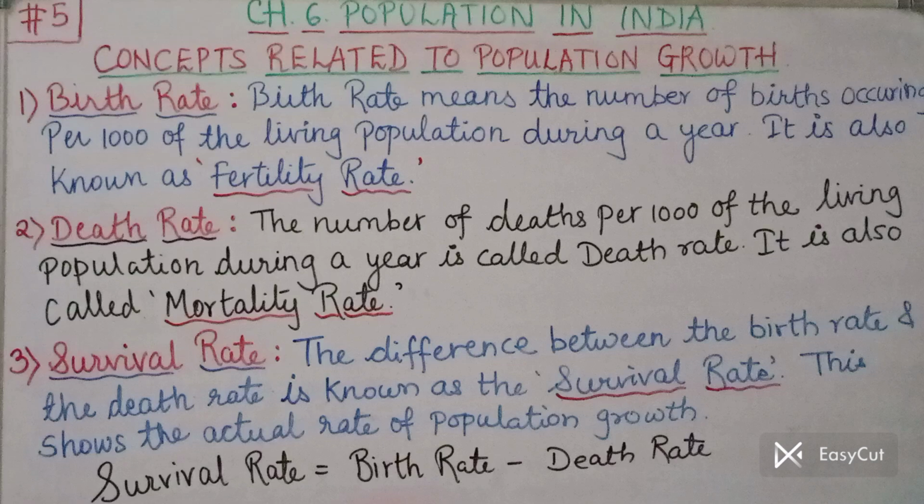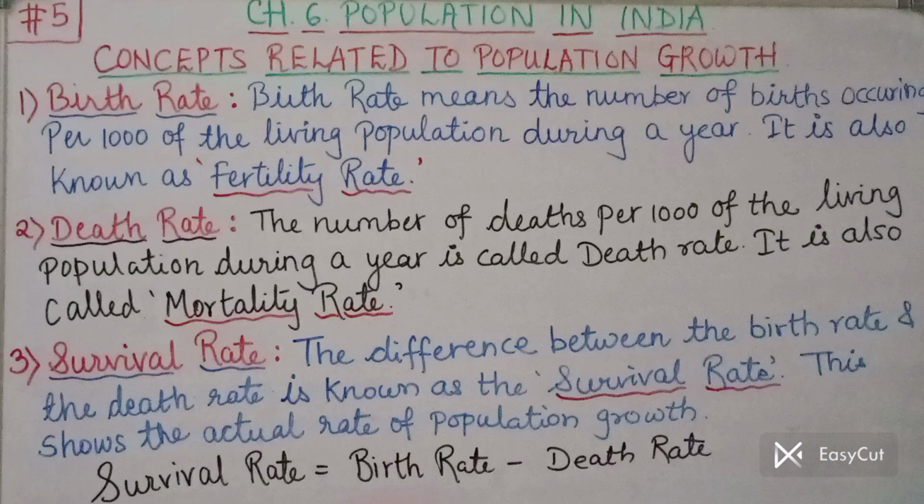Birth rate means what? Here we consider birth rate as the number of births occurring per 1000 of the living population during a year. I repeat, birth rate means the number of births occurring per 1000 of the living population during a year. This birth rate is also known as fertility rate. So that was about the birth rate.